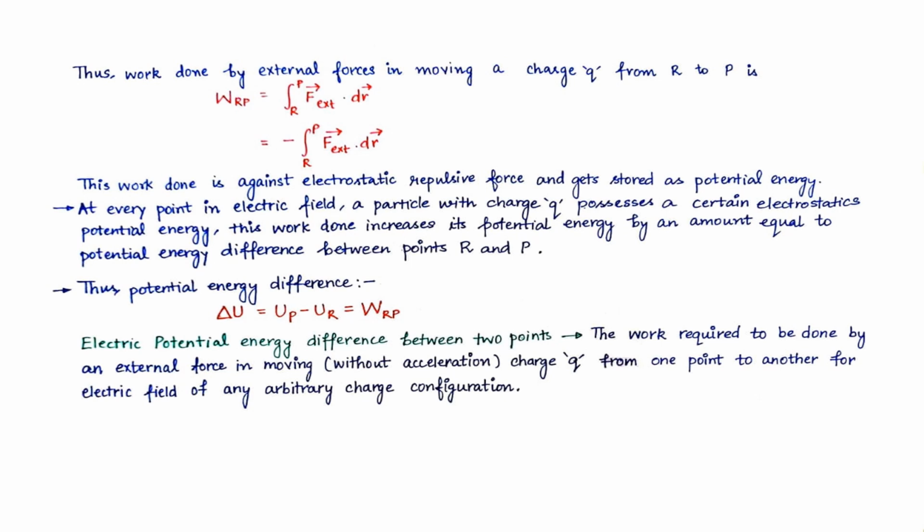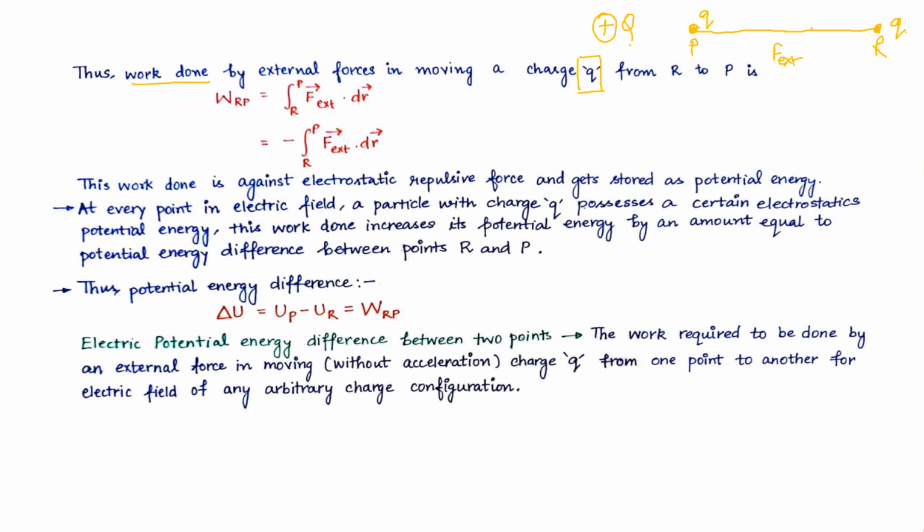Now we will define the work done here. Thus the work done by the external force in moving the charge small q from R to P. This is the R position, this is the P position. Initially our small q was here, and after using the external force our small q comes here, and this is our capital Q. So it is brought here. Now we have done some work.